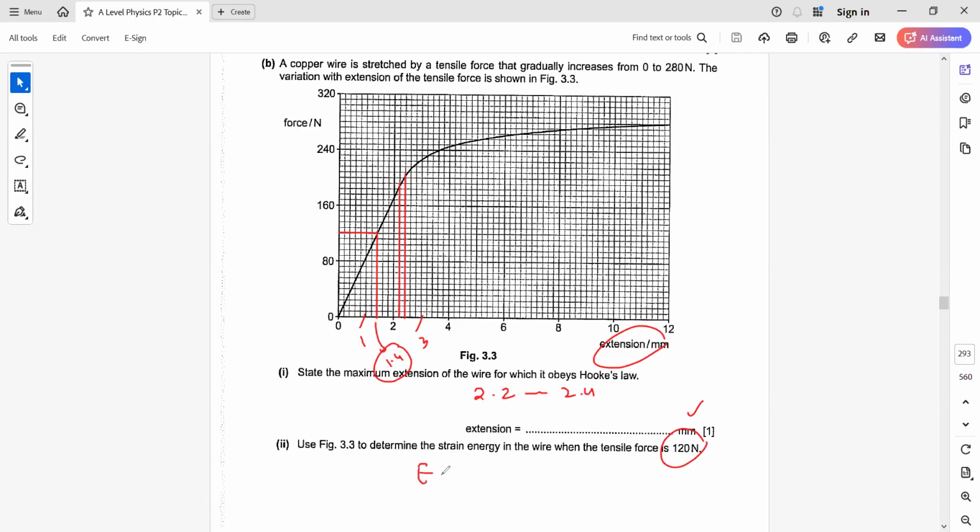So half kx squared. So k, is it given? No, it's not given. So let's do half Fx. So we have force, that's 120 newton, and half, and then x. The extension is around 1.4 millimeters, so exponent minus 3. So the energy comes out to be 0.084 joules, right? That's the energy we have here.